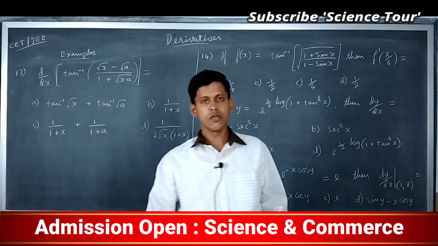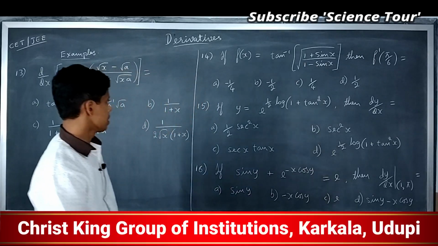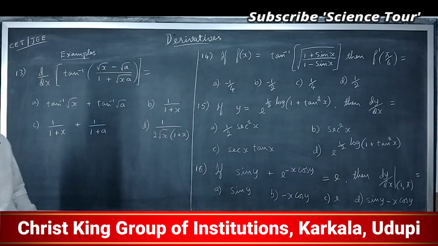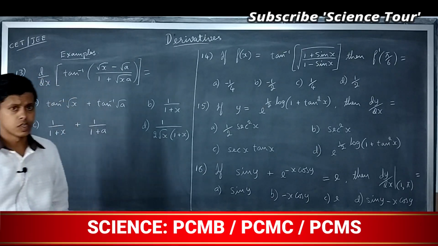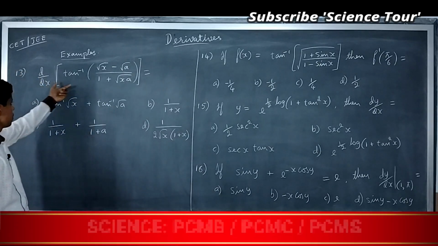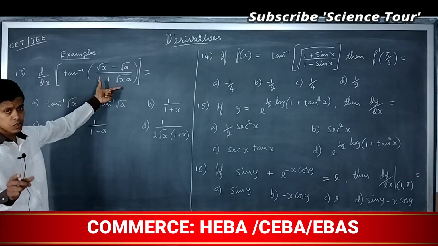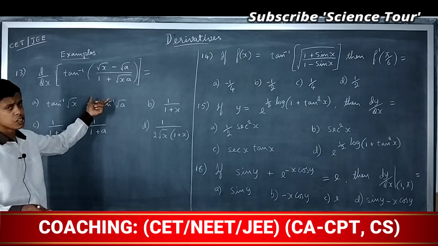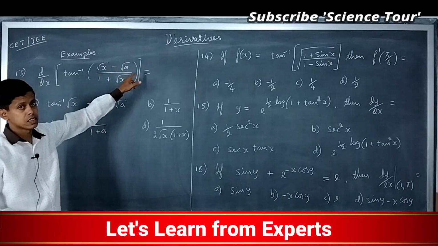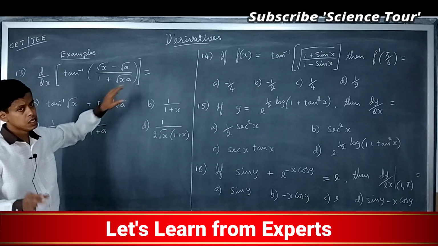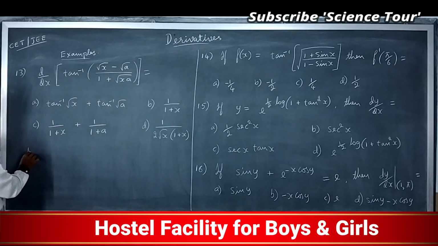Hello dear students and welcome to CET JEE classes of derivatives. Now here we are with the next set of questions, question number 13 onwards. You have to find the derivative of this inverse trigonometric function, which will reduce into a simple function just like the previous one where we had a minus x divided by 1 plus ax. So once again the same formula that we will apply here.